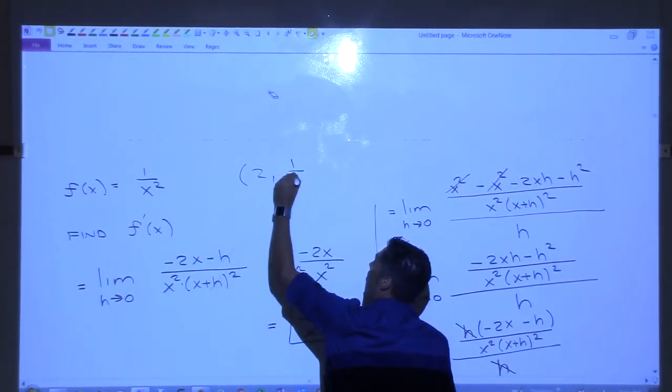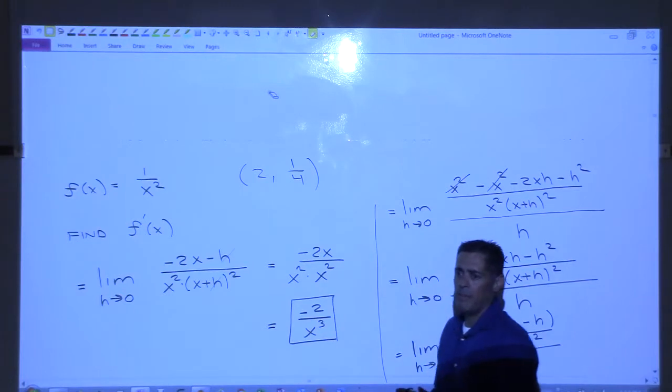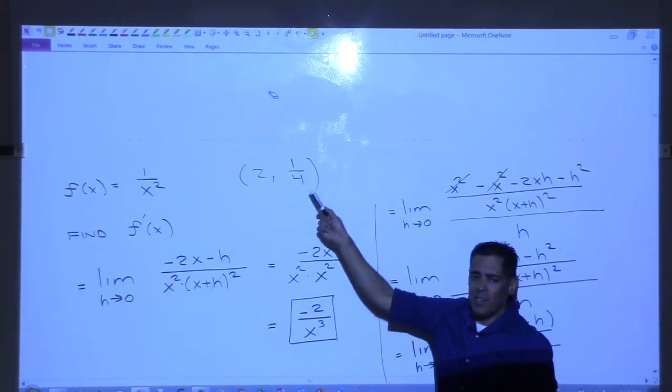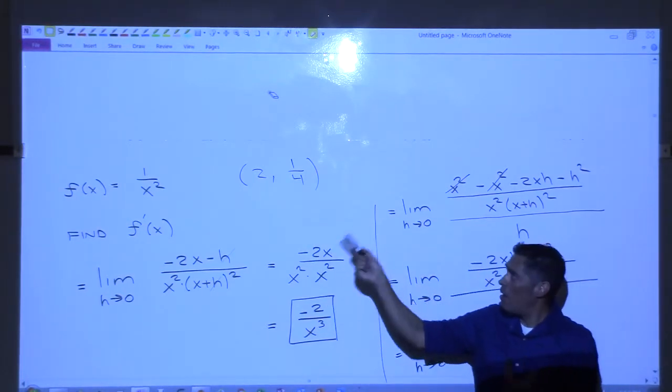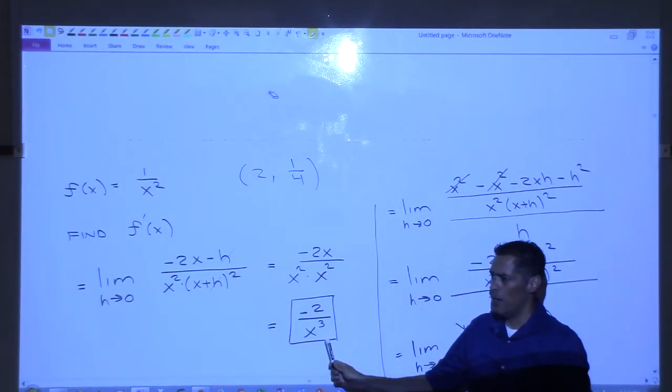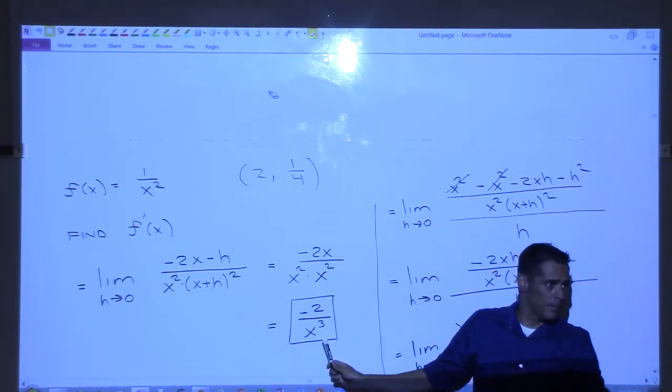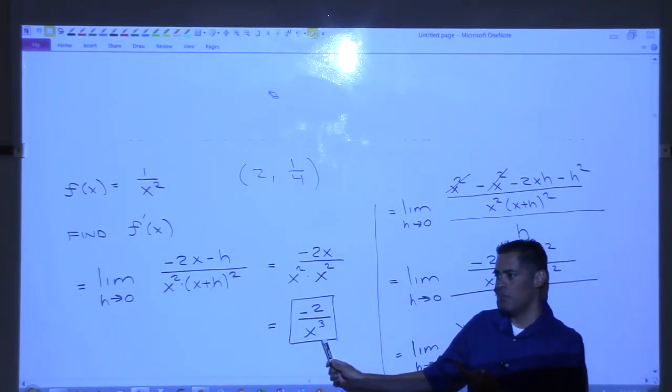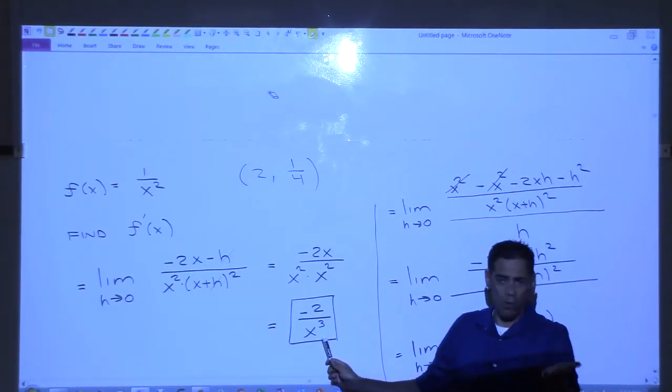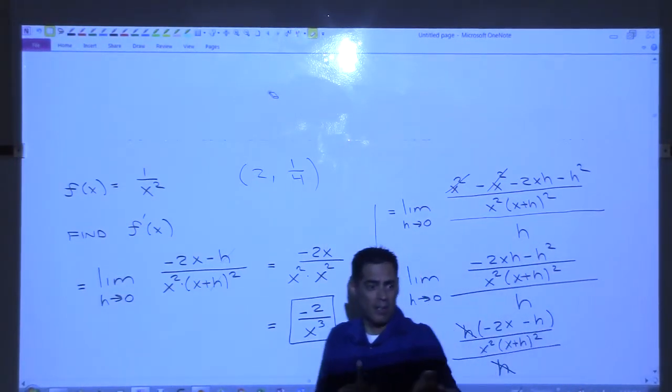I get 1/4, right? So that point's on that graph, right? If I want to know what the slope of the tangent line is at that point, all I have to do is take this formula and replace x with 2. And that would give me the slope of the tangent line. Then, of course, from this and that slope, you could create the equation.